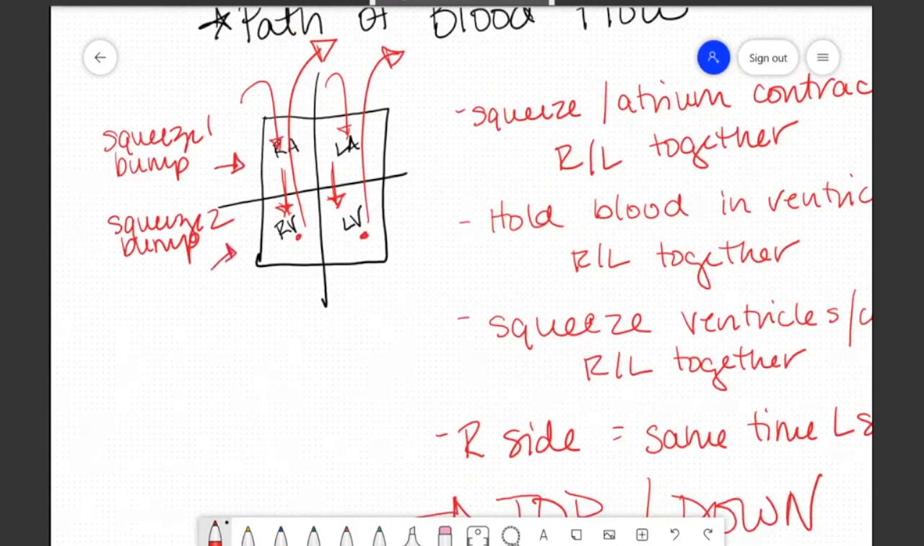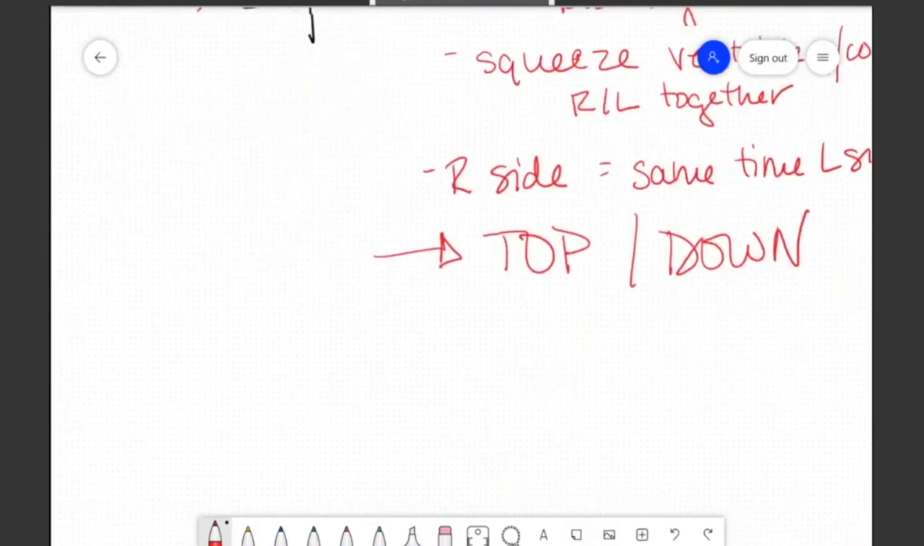So remember, with that being said, there's going to be blood in your atrium, your right and left together. It will squeeze, that blood will flow down to your ventricles, your right and left at the same time. That will squeeze, and then blood will flow out of the heart at the same time. So everything that's happening on the right side is also happening on the left side. So it is all at the same time.